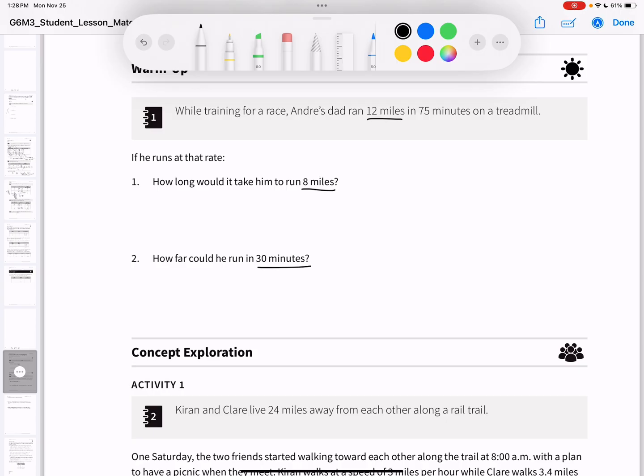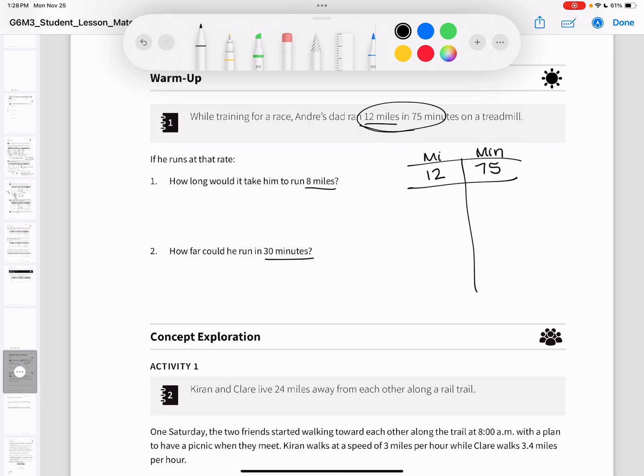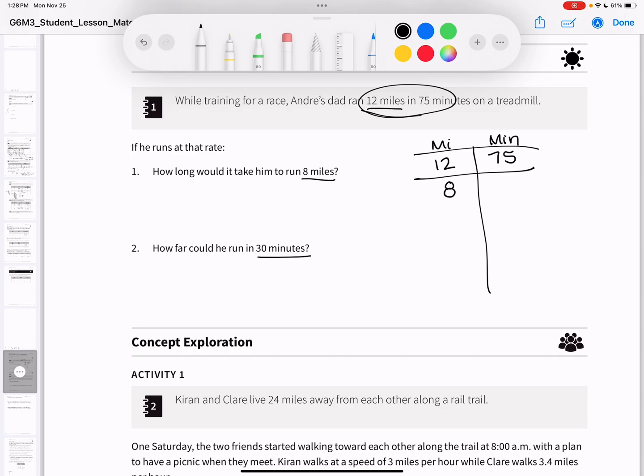Okay, so I got a ratio. So I'm gonna set my table up and we're gonna go from here. So we have miles and we have minutes. So he runs 12 miles in 75 minutes, okay? Now, how long would it take him to run 8 miles? Well, we're going down to 8, but it's really hard to go from 12 to 8. So instead, I'm gonna go down to a unit rate. I'm gonna go down to 1.